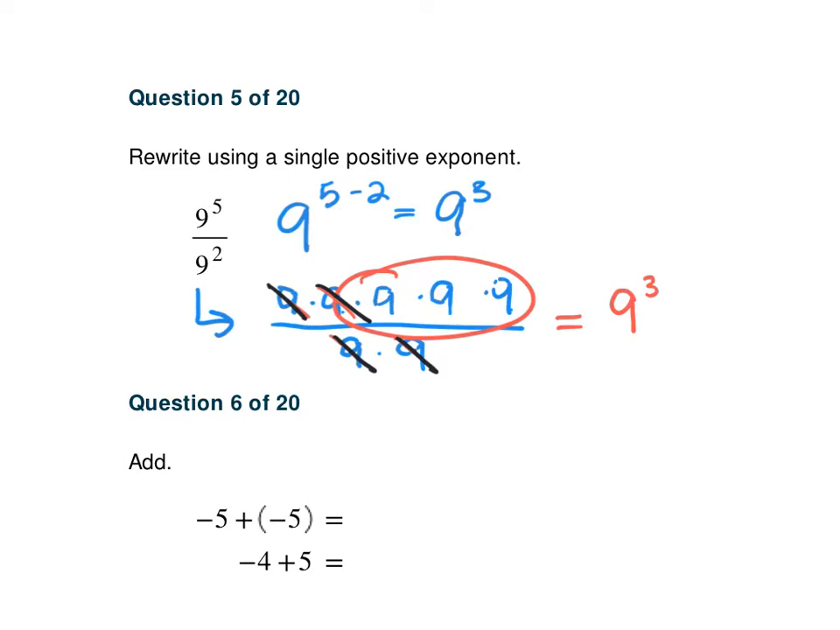You keep canceling until you run out of either a number on the numerator or a number on the denominator. In this case, it was on the denominator. I ran out of 9s to cancel.